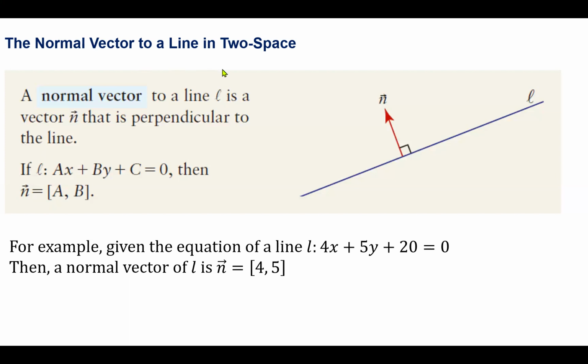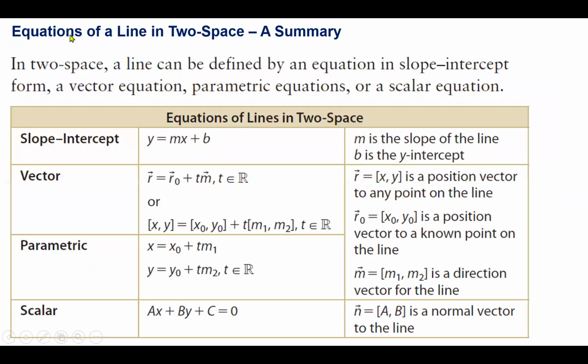Okay, if you don't have any questions, then let's make a summary for the equations of a line in two space. So in two space, a line can be defined by an equation in slope-intercept form, a vector equation, a parametric equation, or a scalar equation, as shown here in this table. The points (x, y) that are the solutions of these equations form a line in two space.